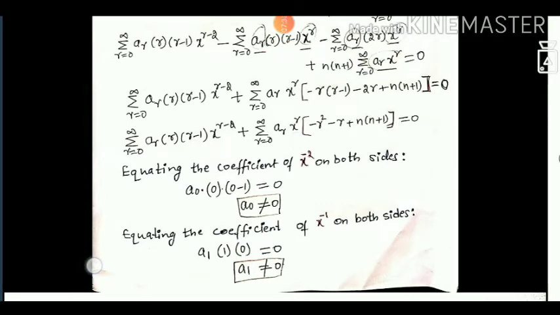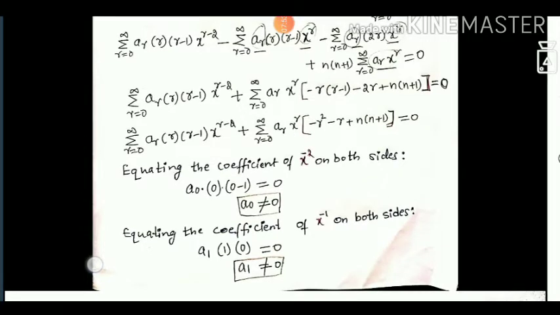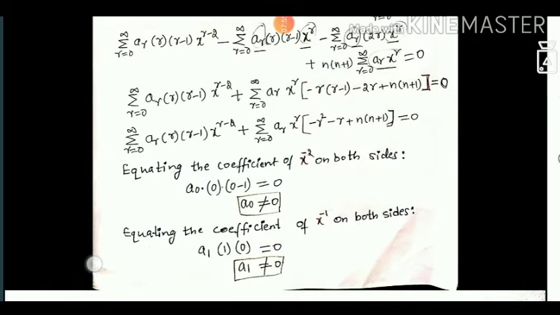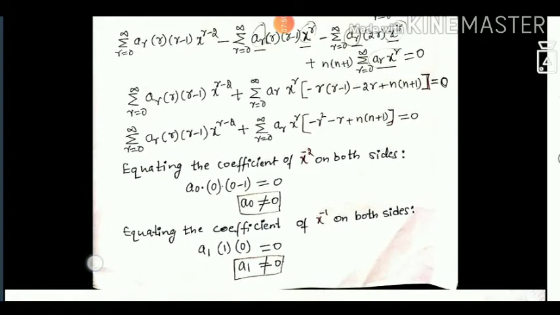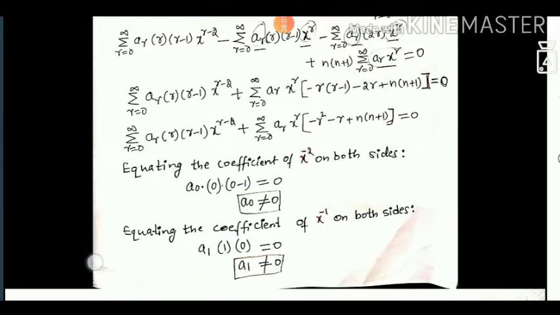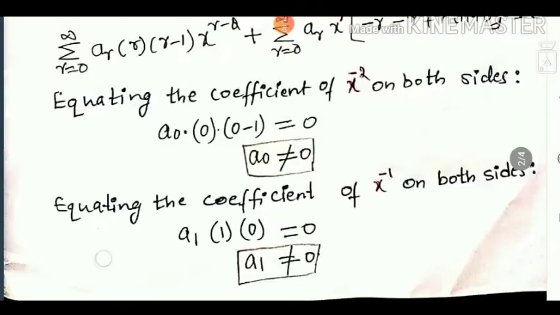Coming to the second summation, can we get x power minus 1? No, because r starts from 0. So even if you give the first value itself, this is a0 x power 0. So there is no chance to get x power minus 1. Right side it is full 0. So no chance to have any x power minus 1 term. So we have only the coefficient of x power minus 1 as a1 into 1 into 0, which is equal to 0. So since on the left side we already have a 0, a1 need not be 0. So we conclude that a1 is not equal to 0.